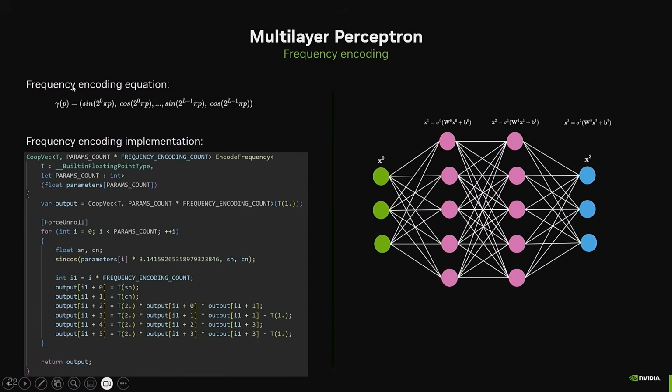So frequency encoding is just a technique where we replace every component with values of sine and cosine, with the parameter multiplied by a power of 2. In our case, we use 3, so instead we produce 6 times more inputs for the neural network to optimize training.